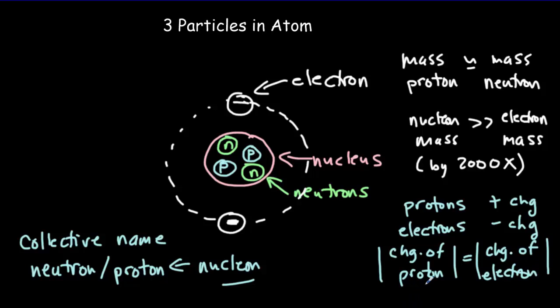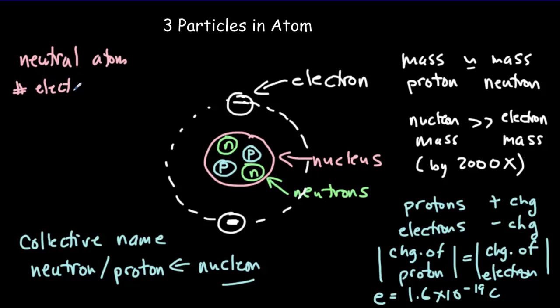It turns out the value of that charge is 1.6 times 10 to the negative 19 coulombs. We refer to that as the elementary charge. So in a neutral atom, the number of electrons is equal to the number of protons.